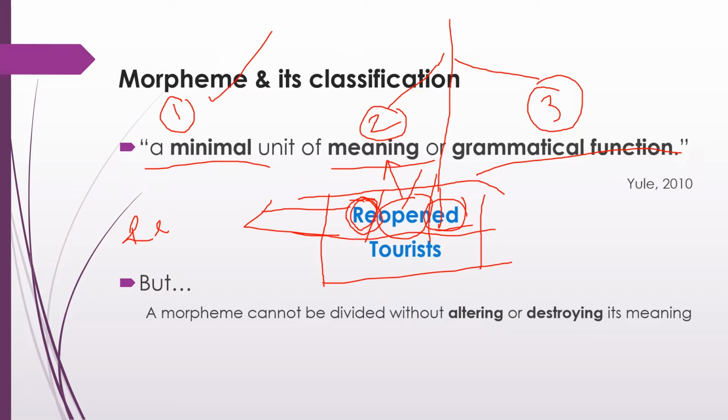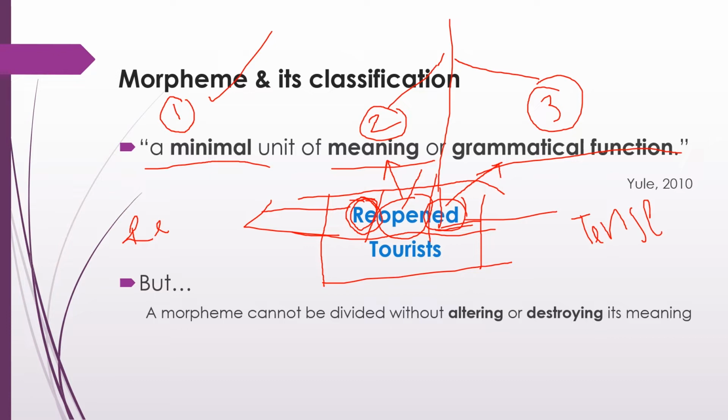But look at the last section, ed. So we know that whenever we are referring to open and opened, we are referring to something which happened before. By adding ed after open, we are referring to something which happened before. That means maybe the door was opened before, not now. So we are referring to the past tense, and that comes to the grammatical item tense. So it is referring to grammatical function. In here, ed refers to grammatical function, and that's how it is a morpheme, because it refers to grammatical function.